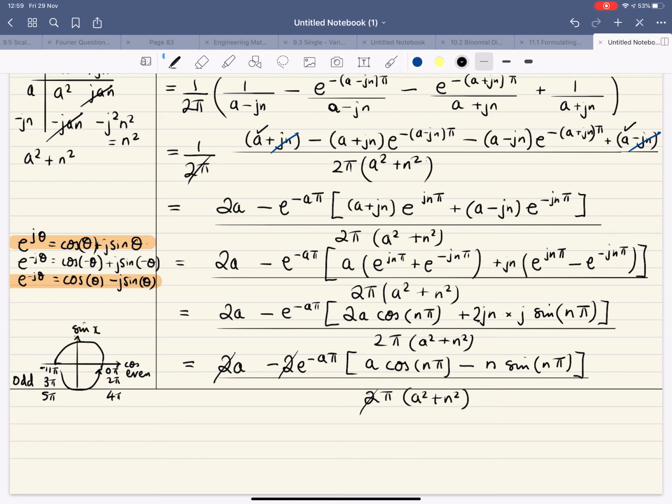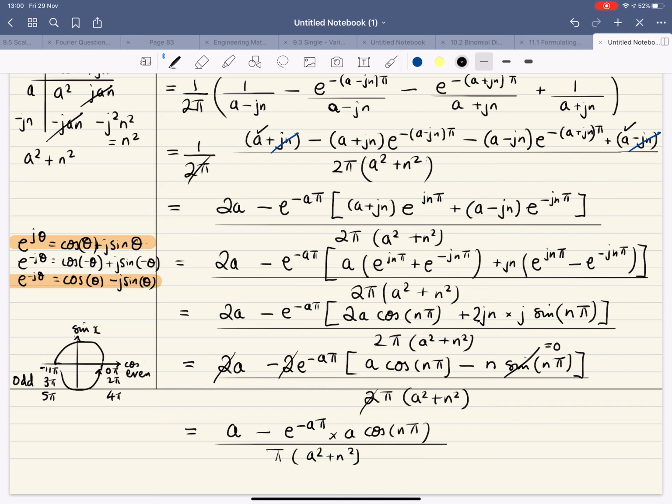Now sine of these multiples of pi, that's always equal to 0. So I think we're getting close to finishing this now. So this is equal to we've got it as a minus e to the minus a pi times a cos n pi, all divided by pi a squared plus n squared.